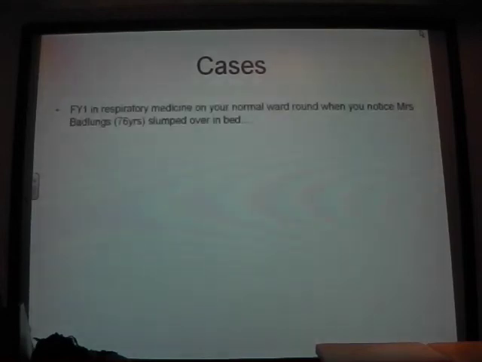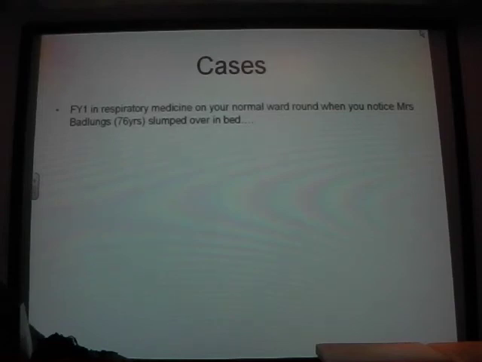Okay, so that's fine. So, you're the FY1 in respiratory medicine, and you're on your normal walk around doing your jobs, and you notice that one of your patients, a lady with COPD, is slumped over in bed, which is not looking too good. That actually happened to me. Okay, so what approach would you take? I know it's repetitive, but it will get you through the OSCE, believe me, and FY1.